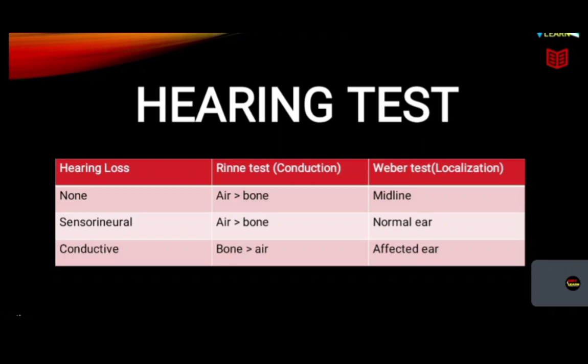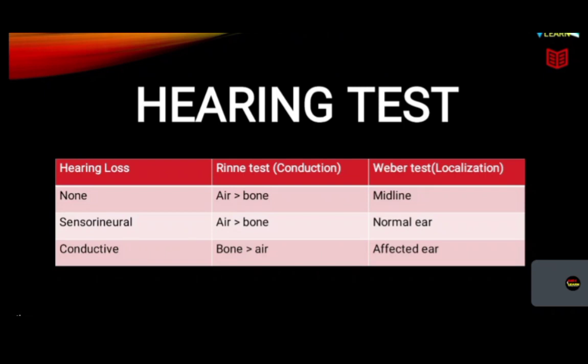So A greater than B, normal. Now, you've got B greater than A. What's that? That is what we call Rinne negative. It is a conductive hearing loss. So let me start again. Rinne test. A greater than B is positive Rinne test. That can mean a sensorineural hearing loss, or it can be normal. But anytime you see B greater than A, that's bone conduction greater than air conduction, that's a negative Rinne test. It is always a conductive hearing loss. Now keep that, and now let's move to Weber's.